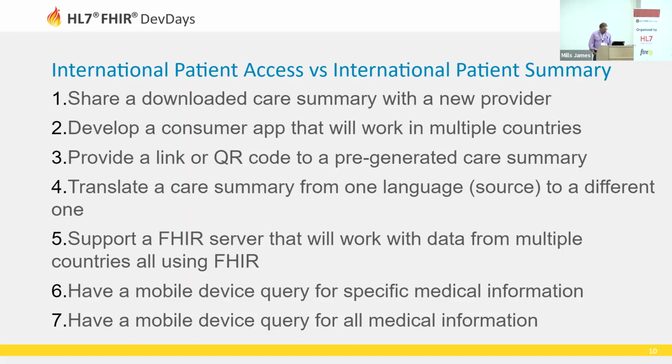Number 5, support a FHIR server that will work with data from multiple countries, all using FHIR. Access? That's what I think too. Summary? Okay. Number 6, have a mobile device query for specific medical information. That seems straightforward. RESTful API, right? That's what search parameters are. Okay, access, right? Yeah. Anybody for summary? We've just got that $summary operation. It probably doesn't return specific stuff.